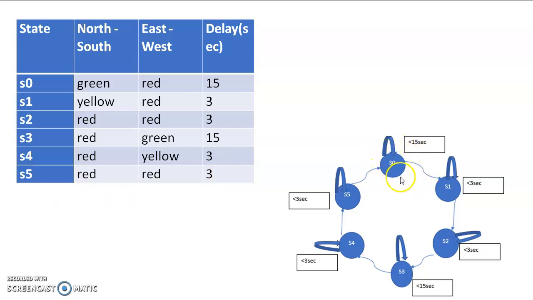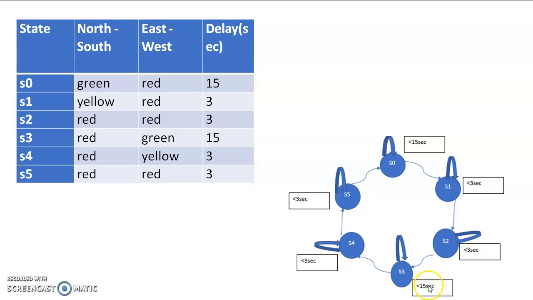Here S0 is the state which represents the reset, and it is also the state which represents north-south as green and east-west as red. If delay is less than 15 seconds, we will remain in S0, else it will move to S1. If delay is less than 3 seconds, it will remain in S1, else it will move to S2. If delay is less than 3 seconds, it will remain in S2, else S3.